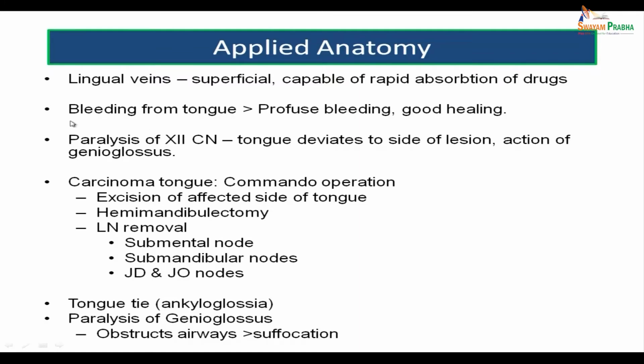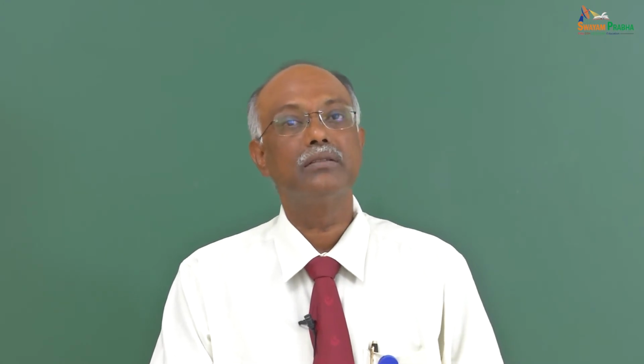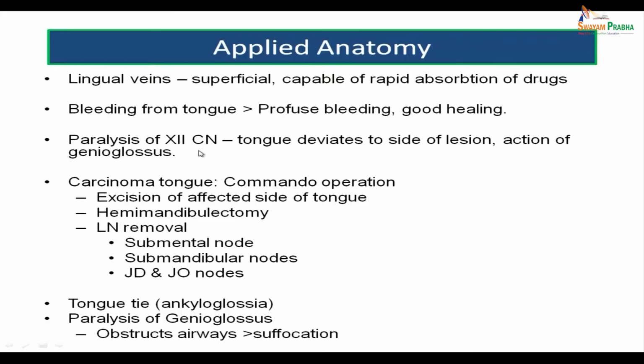Now, as you know, the tongue is a highly vascular organ, and there are incidents, especially in patients having epileptic fits, who can bite their tongues, and this can cause profuse bleeding. There can be profuse bleeding from the tongue, but since the tongue is so vascular, it usually results in very good healing. Now, if there is a paralysis of the hypoglossal nerve, what is the basic function of the hypoglossal nerve?